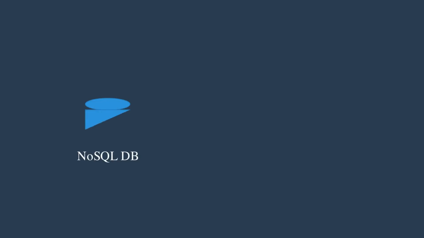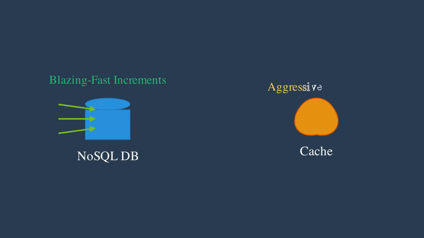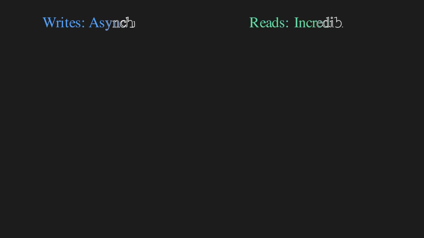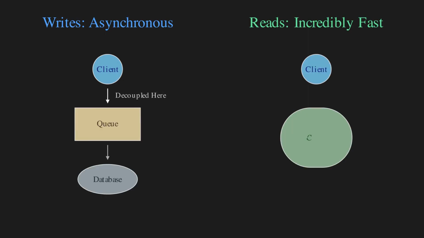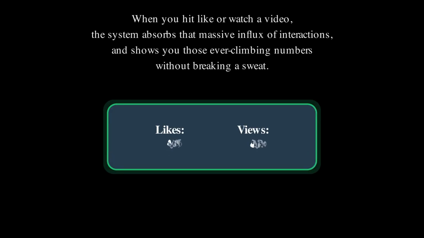This architecture relies on these specialized databases for blazing fast increments and aggressive caching for extremely rapid reads. It is all about handling the massive volume of writes asynchronously and making the even larger volume of reads incredibly fast. This combination ensures that when you hit like or watch a video, the system can absorb that massive influx of interactions and show you those ever-climbing numbers without breaking a sweat.